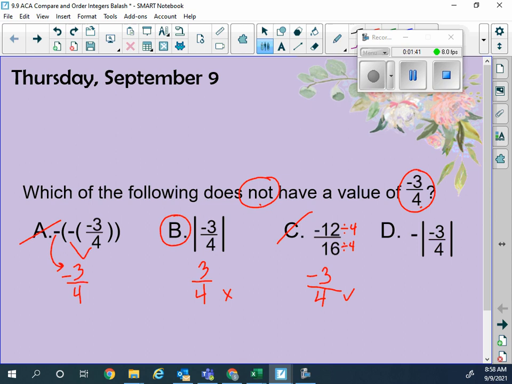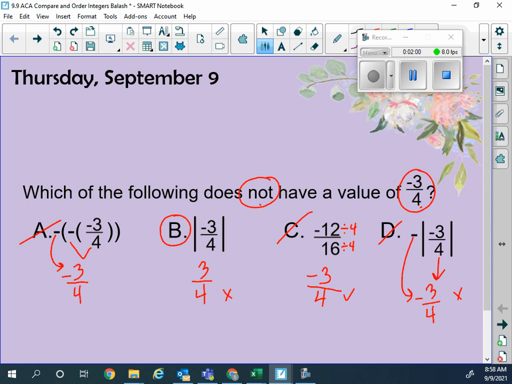And now, how do we read this? The opposite of the absolute value of negative 3/4. So this piece would be what? 3/4. And then this makes it negative. I'm looking for things that aren't that. So the answer was B.